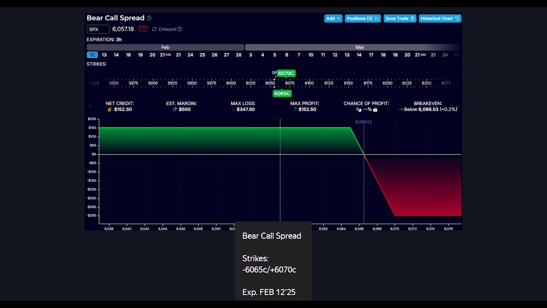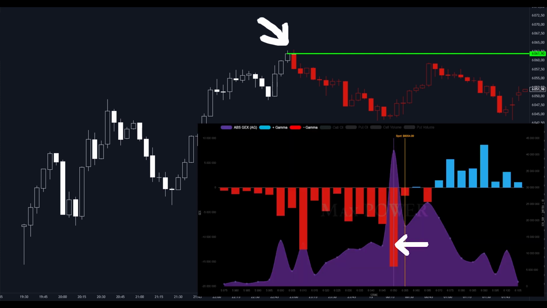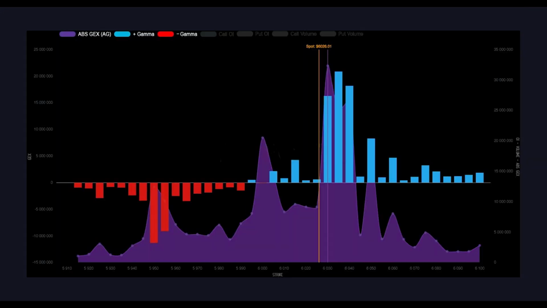As a result, if we look at how the day closed, the price could not break through the level of 6,065 points. From this level, it went down and the day closed at exactly 6,050, that is, at the level of the maximum values of negative and absolute gamma. Another example is February 4th.